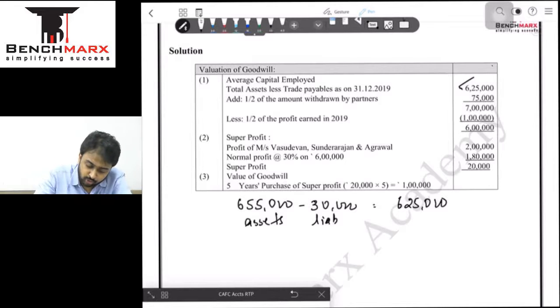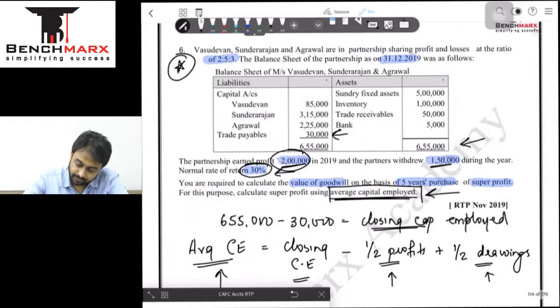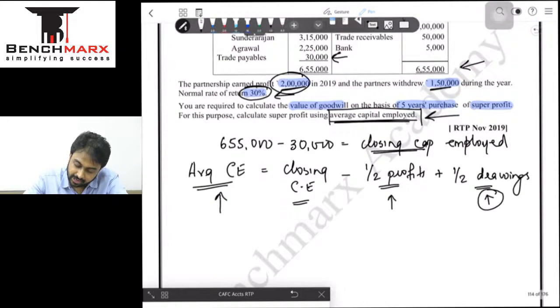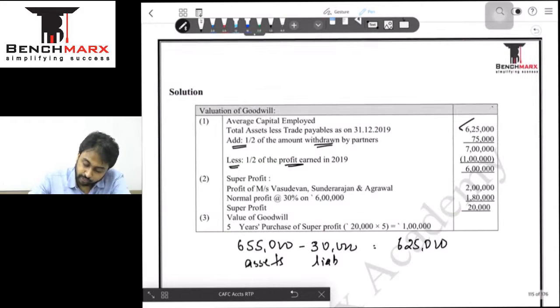From that I am supposed to add the drawings of the partners and less the amount of profit earned. So as I said, add drawings and less profits. So profits हमारा कितना था? Profits was 2 lakhs and drawings was 1,50,000. So half of 2 lakhs appears to be 1 lakh and half of 1,50,000 appears to be 75, and this is my average capital employed.